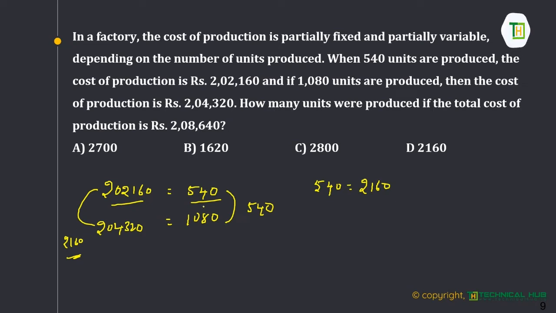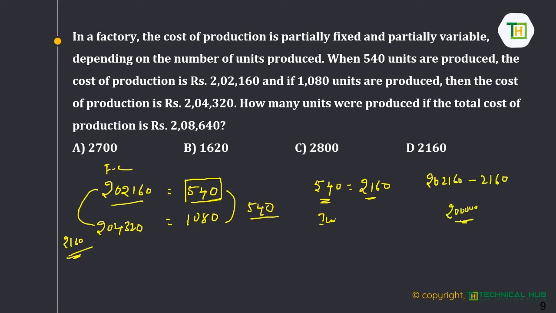Here the amount is increased because the number of units is increased. How many units are increased? 540 units. Then what is the amount increased? 2160. Yes, you can take 540 units is equal to 2160. So no need to calculate the single unit cost first, because here 540 units is directly there. If we subtract the 540 units price, then you will get the fixed charges. So 2 lakhs 2160 minus 2160, then you will get 2 lakhs.